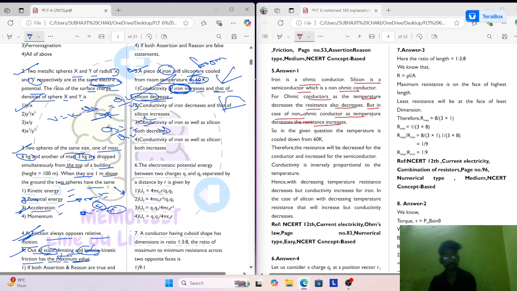The electrostatic potential energy between two charges q1 and q2 separated by a distance r is given by... It's a simple question.